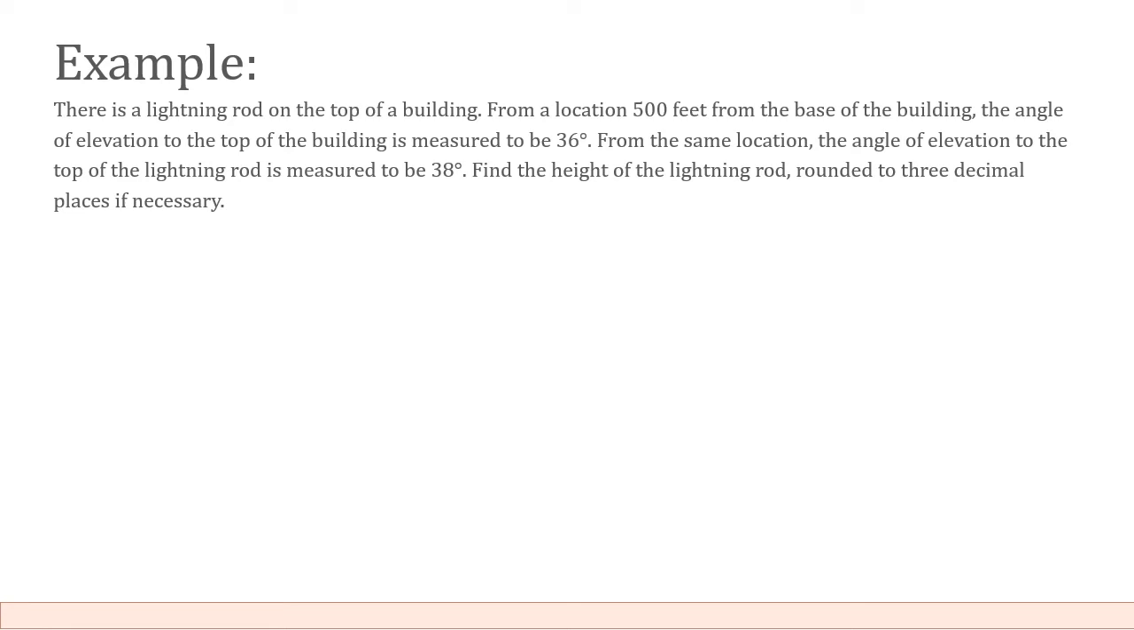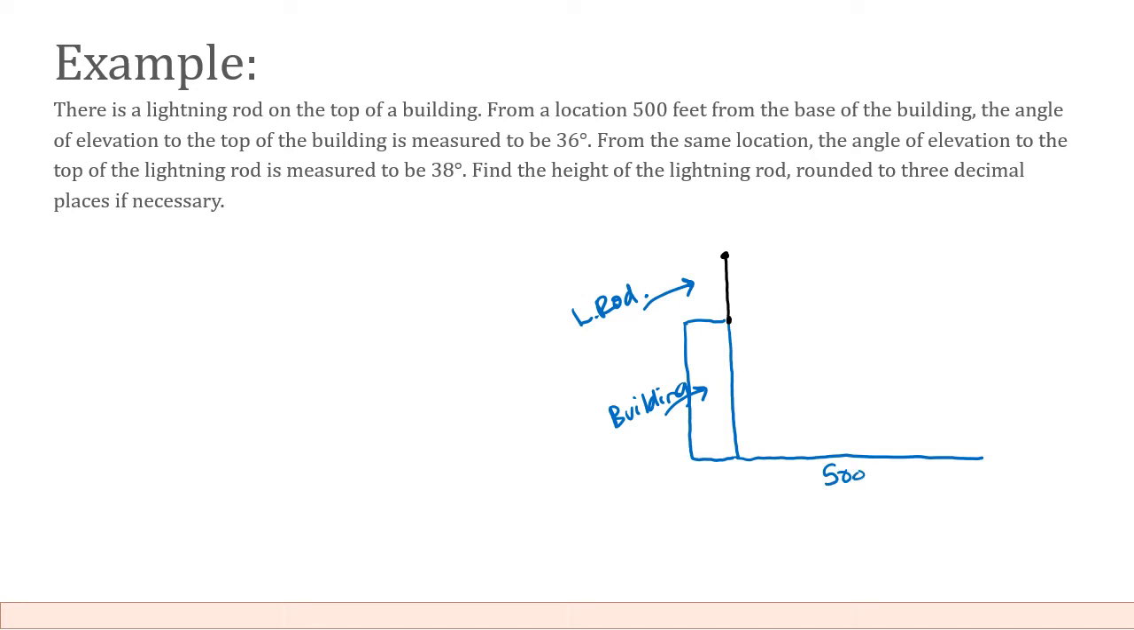Okay, so I have a building. I'm going to just draw a vertical line for the building, and in a different color I will put the lightning rod. This lightning rod is sitting on top, and maybe just to help I'll make that building be more of a rectangle. How about that? So this is my building, and this is my lightning rod. Okay. What else? From a location 500 feet from the base of the building. So I'm going to go out 500 feet.